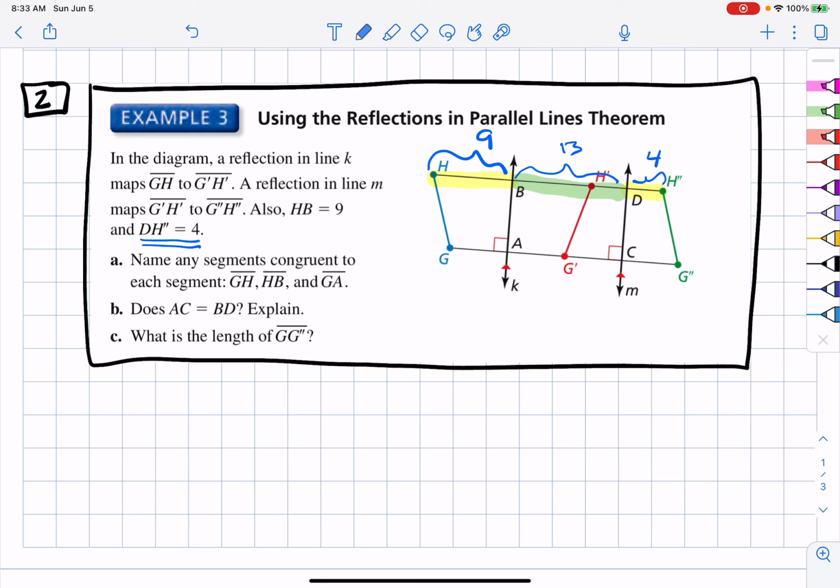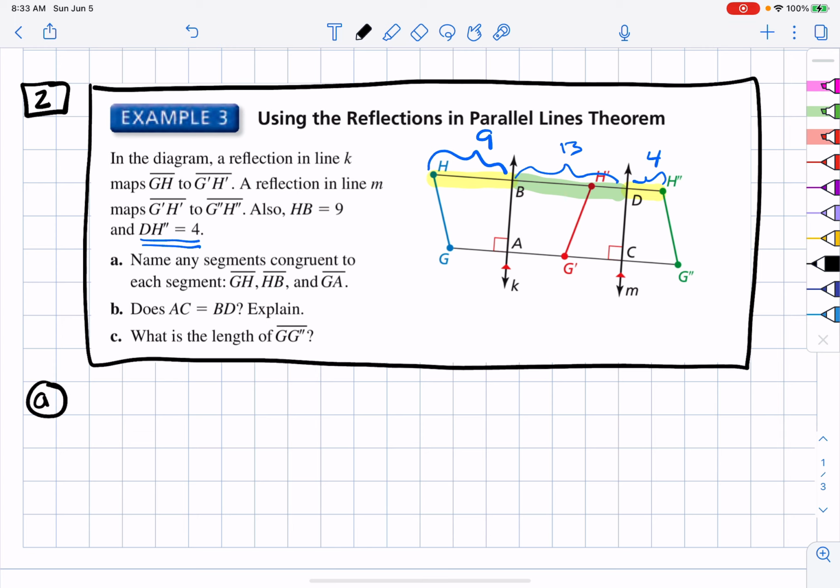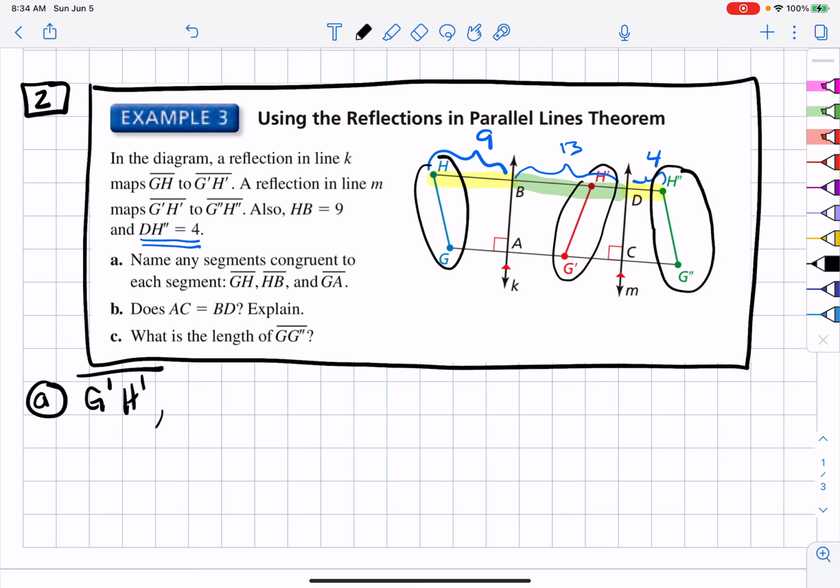So let's do part A together. Part A is saying, can you name any segments that are congruent to GH? Well, yes, we can. So here's GH right here. So we know that G prime H prime is going to work. G prime H prime is a line segment, so I'll mark it as a line segment. And then I also know that this one over here, H double prime and G double prime, those are going to be congruent.